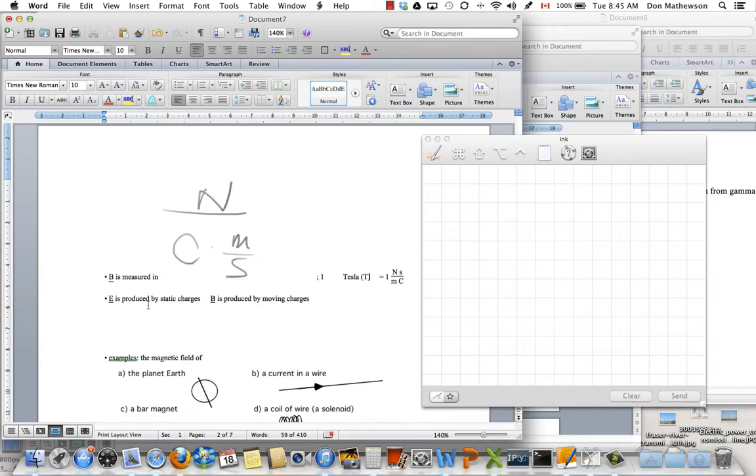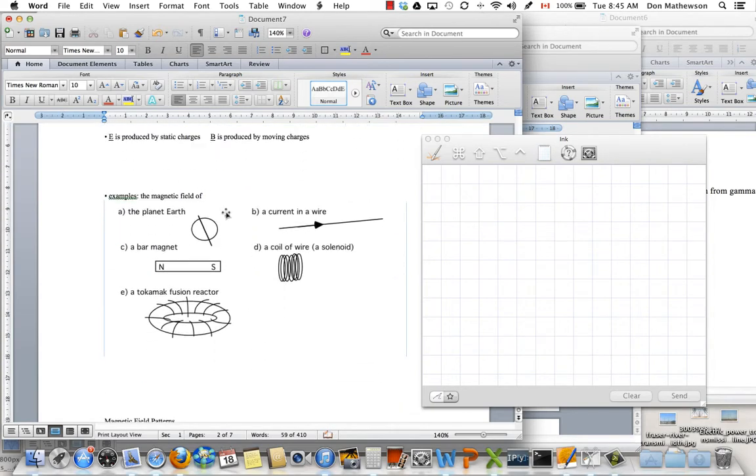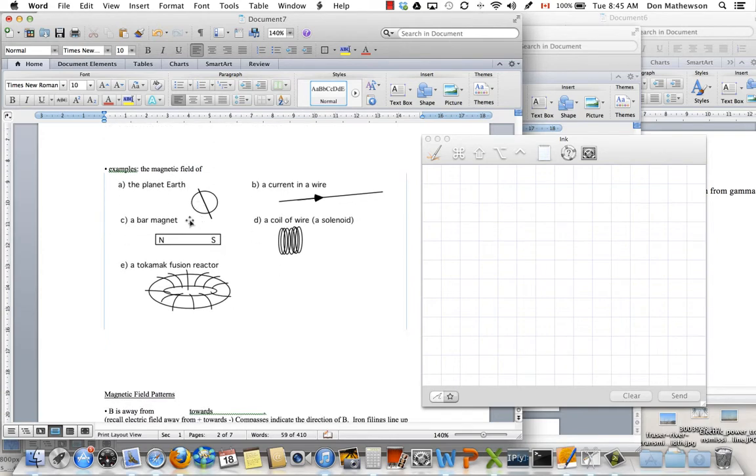Now, electric field is produced by static non-moving charges. To get a magnetic field, the charge actually has to move. So here are some typical sources of magnetic field. The Earth: there's circulating liquid iron and nickel moving through the core of the Earth. So we think that creates the Earth's magnetic field.